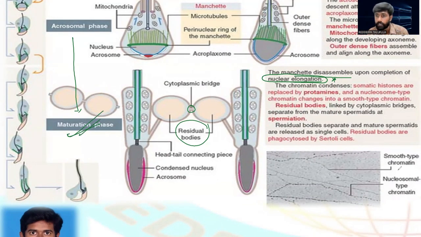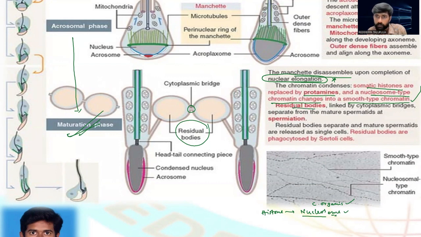The chromatin condenses, that is, somatic histones are replaced by the protamines, and nucleosome type of chromatin changes into smooth type chromatin. That means when there are histones, formation of nucleosomes is seen, that means chromosome organization happens. Now this histone protein is replaced by the protamines. So the protamines cause a high degree of compaction of the nuclear chromatin, and the nucleosome type chromatin changes into smooth type chromatin.